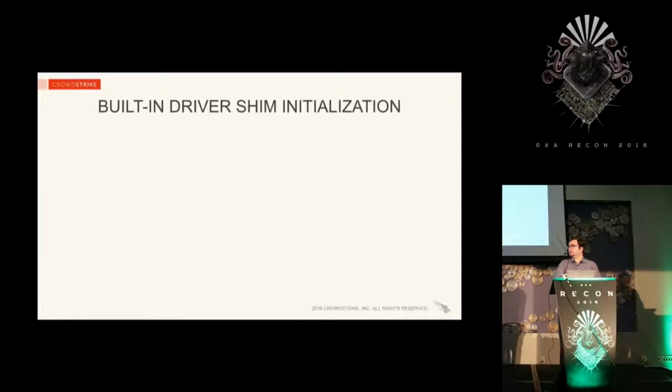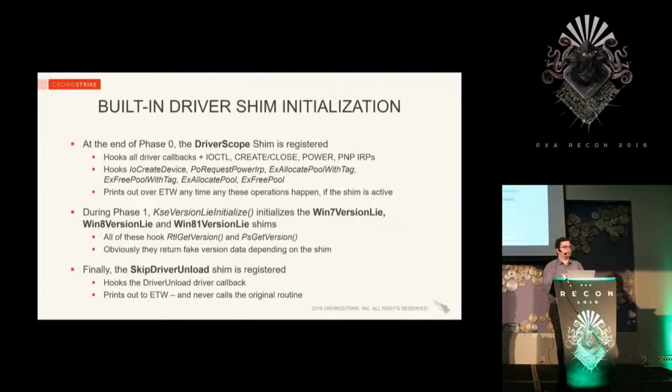The other stuff this does then is driver shimming. And there's some built-in driver shims that you have as soon as KC initializes. One of them is called driver scope. So driver scope is a built-in shim, and it hooks all driver callbacks. It hooks ioctls. It hooks create and close IRPs. It hooks power IRPs, and it hooks plug-and-play IRPs. It then hooks IoCreateDevice, PoRequestPowerIrp, ExAllocatePool, ExFreePool.